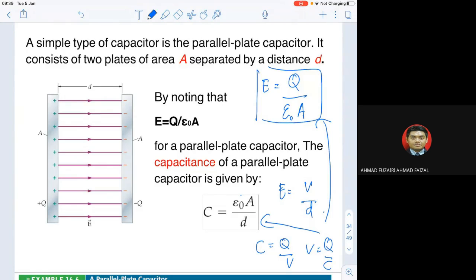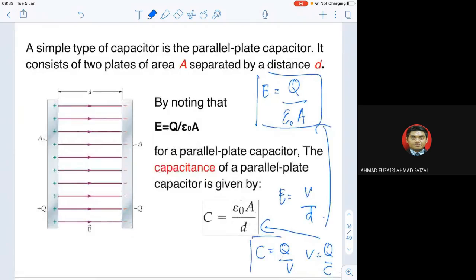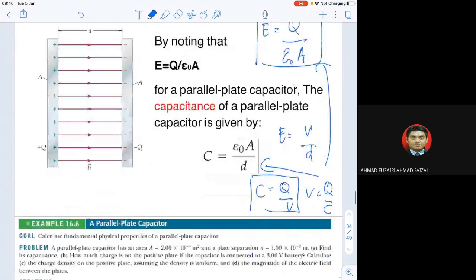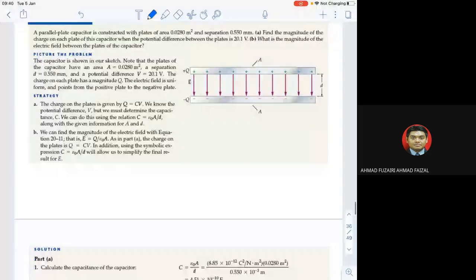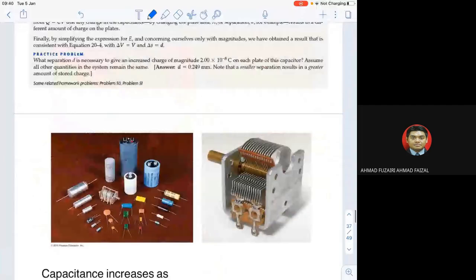All right. So for a parallel plate capacitor, the capacitance is either C equals Q per V, or we can use epsilon naught A over D. Again, epsilon naught is a constant value, you can refer to the appendix, and of course A is the surface area, and D is the distance between the plates.